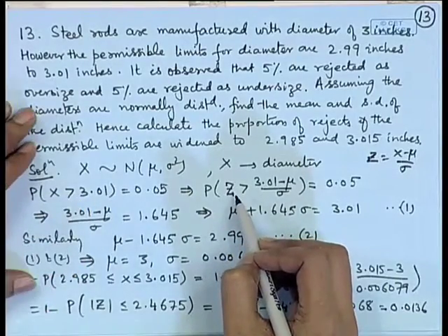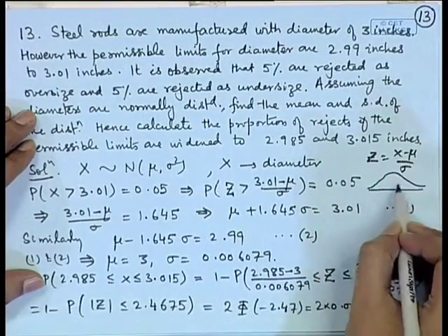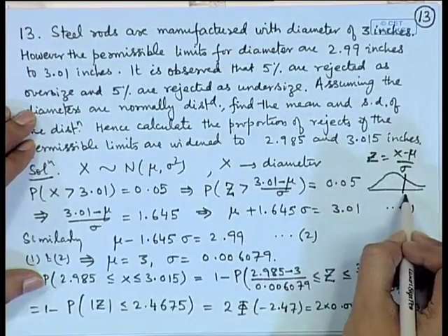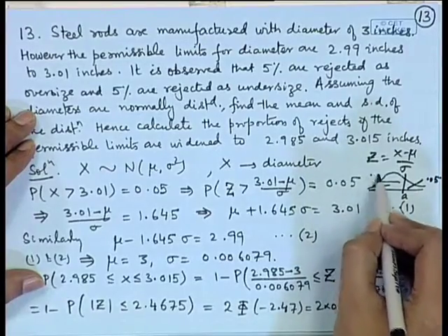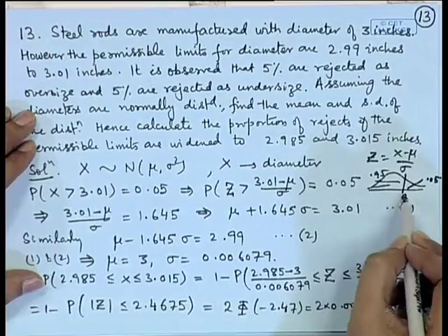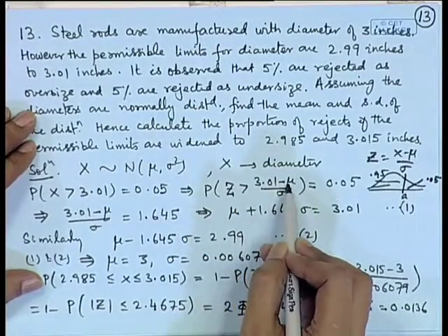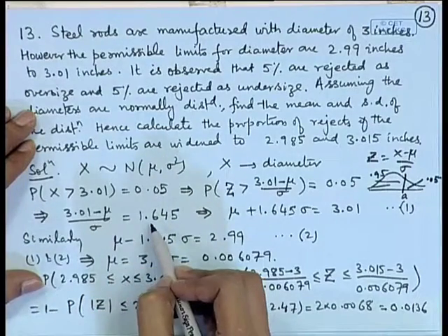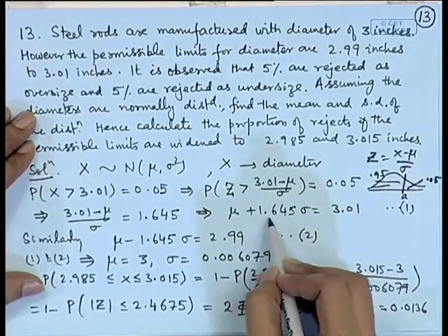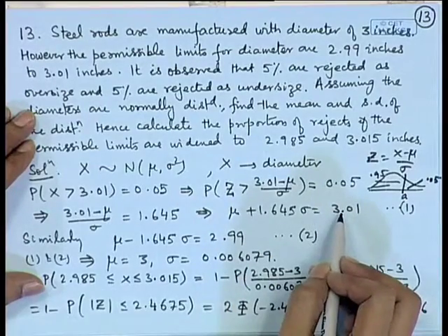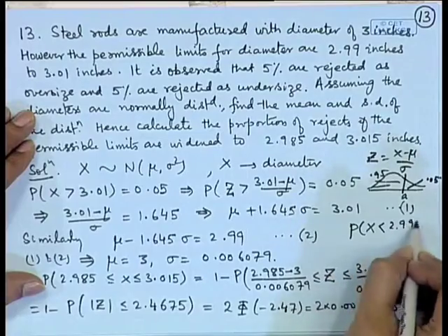So, this is z. This is nothing but the point on the normal distribution such that, this 3.01 minus mu by sigma, let us call it say a, is the point such that beyond this you have 0.05 probability, or before that you have 0.95 probability. So, see the tables of the normal distribution, this point a is 1.645. So, we are getting an equation 3.01 minus mu by sigma is equal to 1.645. After simplification the equation reduces to a linear equation in variables mu and sigma.